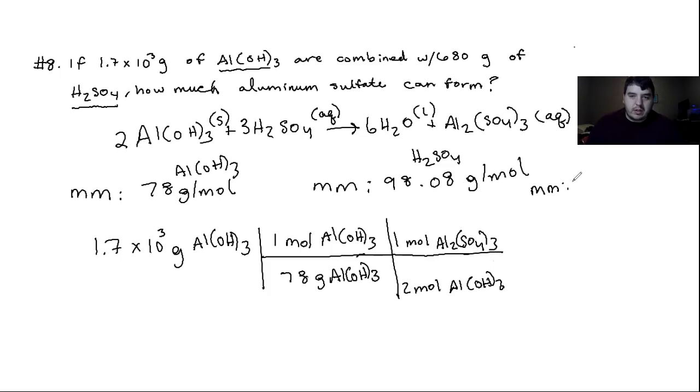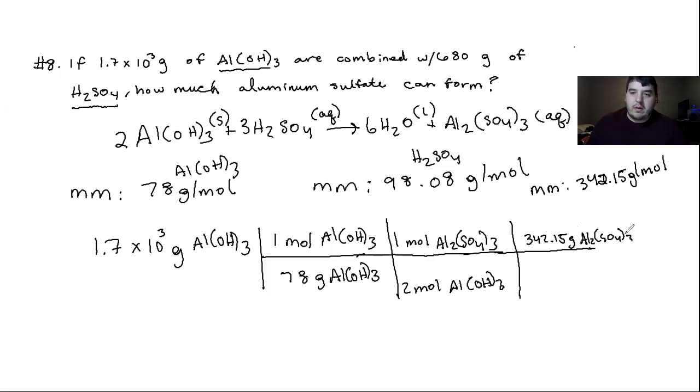I did find that as well. I calculated that based off of doing the same method that I did for the reactants, and that's going to become 342.15 grams per mole. So I'm going to multiply that as well because I want to get this in terms of grams. So I'm going to have 342.15 grams of aluminum sulfate per mole of aluminum sulfate.